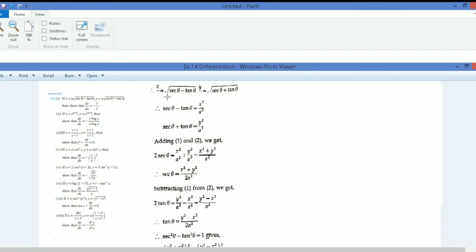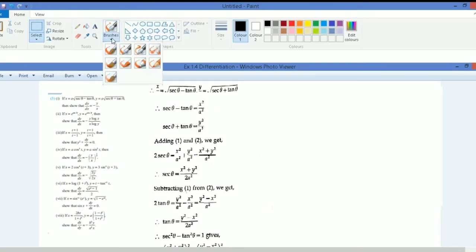Now, here in this question, what we need to do is zoom in and see. Now, x is equal to root of sec theta. So this will become x upon a is equal to root of sec theta minus tan theta, and y upon a is equal to root of sec theta plus tan theta.